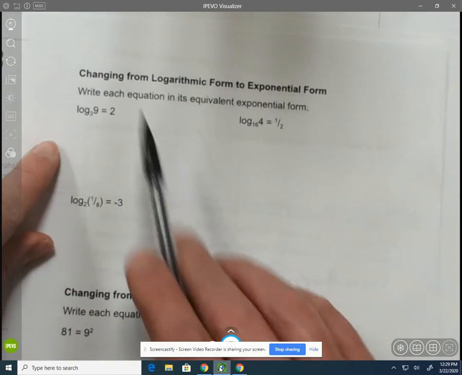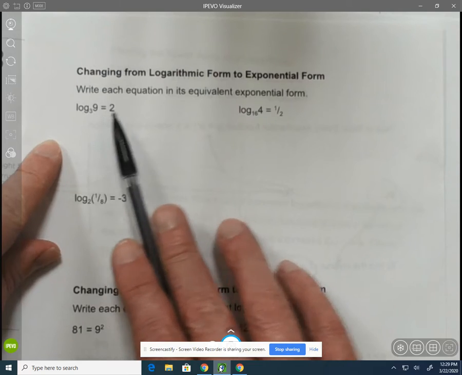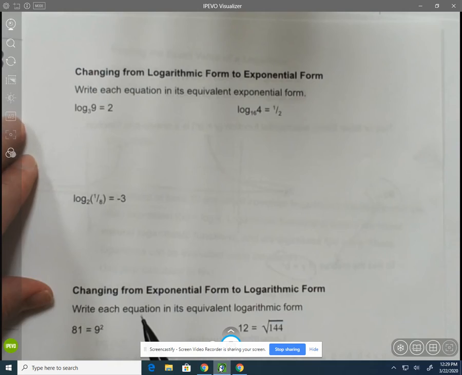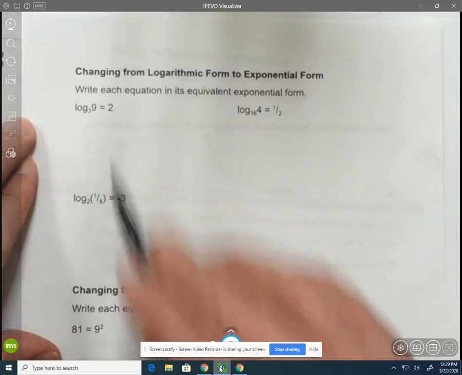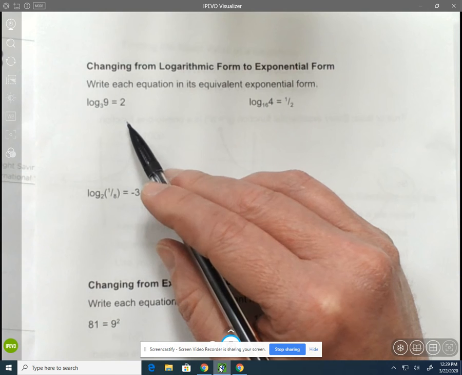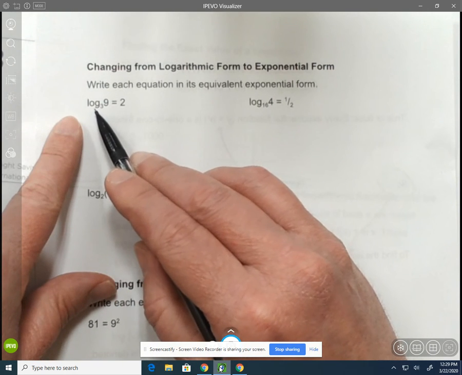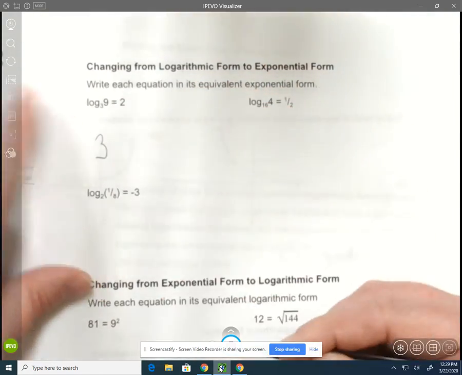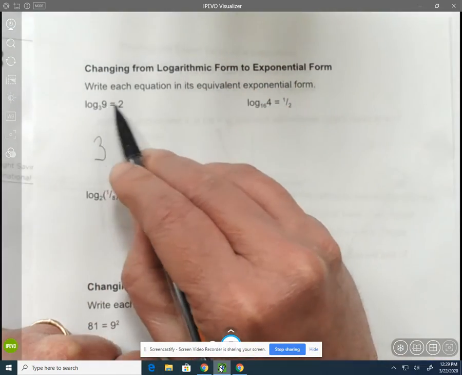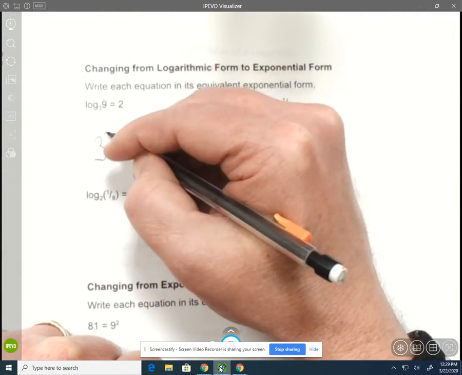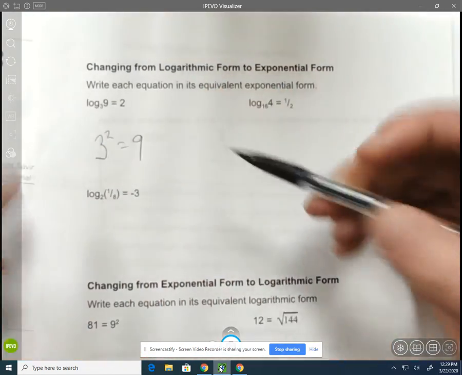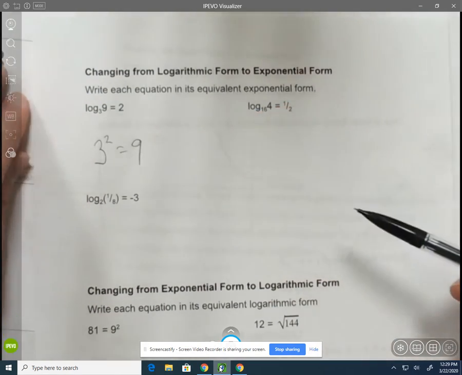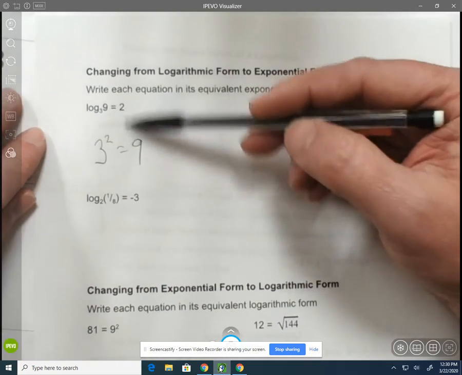Again, there's nothing to solve here. There's no variable here. This is just an equation written in logarithmic form, and we want to write it in exponential form. So it's important to say log base 3, because that tells me my base in my exponential is 3, and then I just automatically switch these two things. To say that 3 squared equals 9 is just another way to say log base 3 of 9 equals 2. It's almost like translating a foreign language.